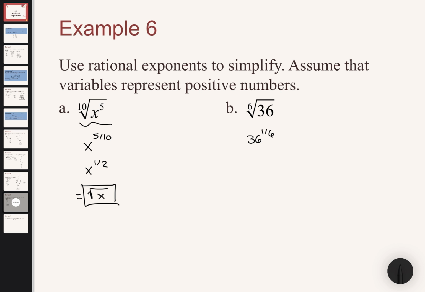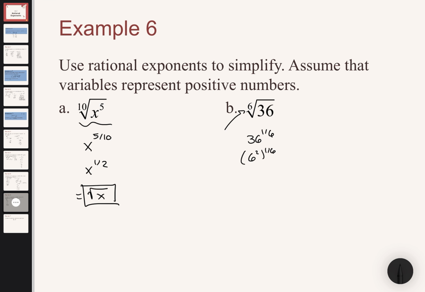Here, we want to use rational exponents to simplify. If I'm looking at the 6th root, I know the square root of 36, that's cool, but the 6th root, I'm not so sure about that one. But I might be able to rewrite it with a smaller index number. That's what we're going to try to do for this problem here. So I know that I could rewrite 36 as 6 squared, and then I'm raising that to the 1/6.